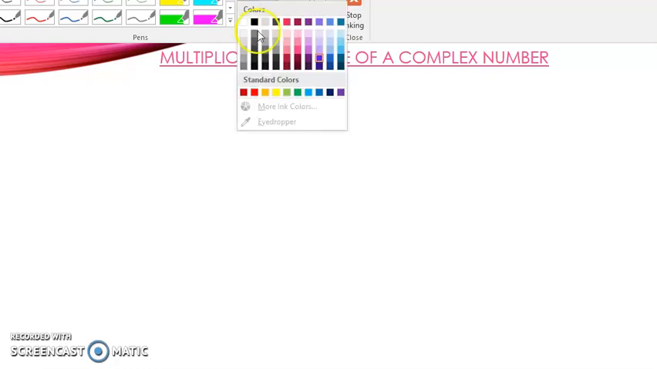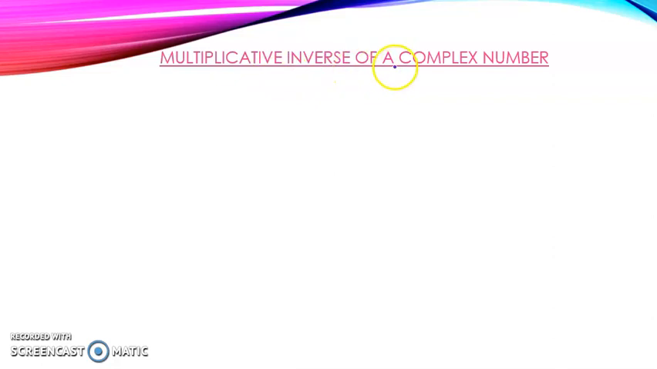So today we will study multiplicative inverse of a complex number. In the previous video I explained carefully what is modulus of a complex number and what is conjugate of a complex number. Now we will study multiplicative inverse of a complex number.